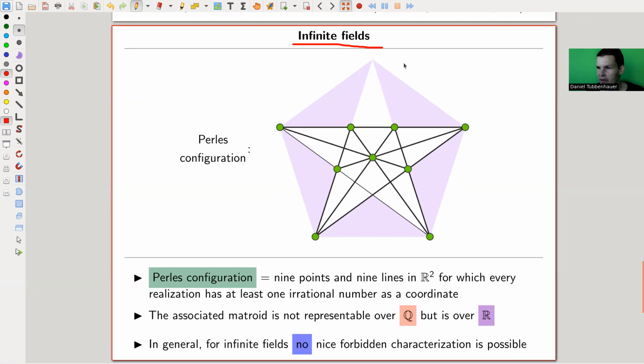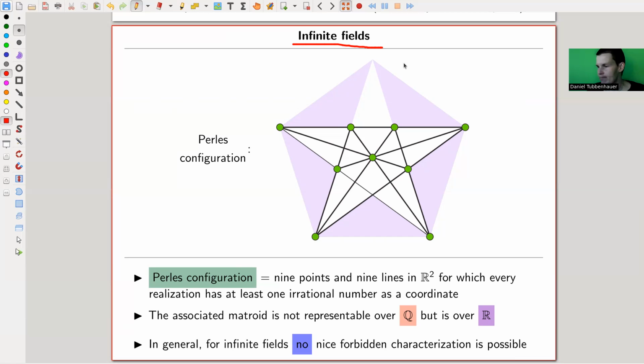So what about the infinite ones? Well, the infinite ones are super tricky, and there is simply no nice forbidden minor characterization. That's just what it is. And there's this fun example, it's called the Pappus configuration. And it's just a matroid on 9 points and 9 lines. And somehow every realization needs kind of rational numbers. So you can see that it's not representable over Q, because everything you do needs an irrational point. But over R, there's no problem.